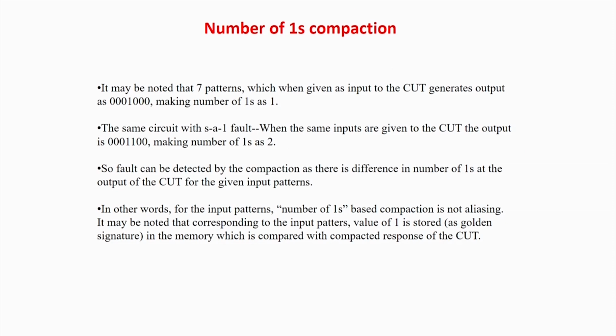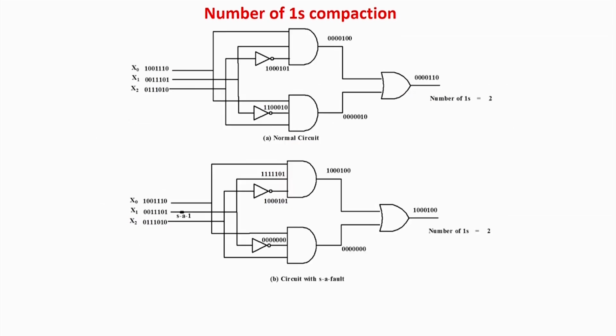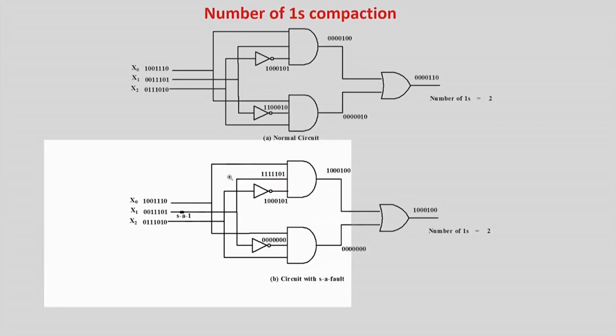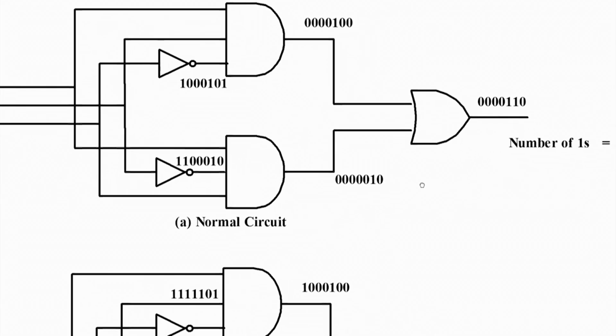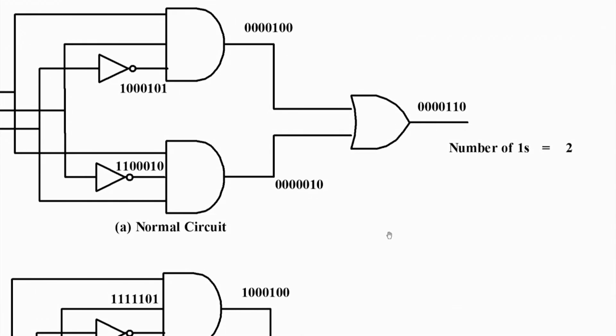Whatever I told you is written in this slide, but it is not always the case. Let us take a slightly modified example. Same thing. How many patterns am I giving? 1 2 3 4 5 6 7. Again the same patterns are there. This is the circuit, the normal circuit, and the output has the number of ones as 2.